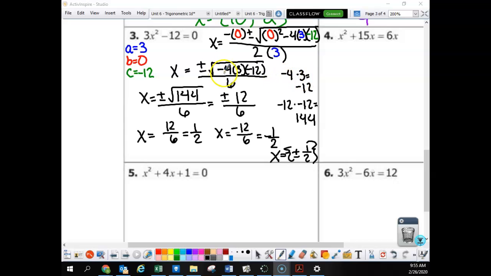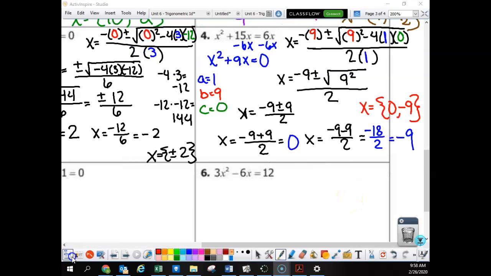Then over here off to the side, I multiplied negative 4 times 3, which was negative 12, and then negative 12 times the other negative 12, which is positive 144. So I replaced all of that square root with 144, and then the square root of 144 is 12, so x is equal to plus or minus 12 over 6, and you split it up into your two cases. X equals positive 12 over 6, which is the same thing as 1/2. I lied, it's not 1/2, it's 2. 12 over 6 is 2, and negative 12 over 6 is negative 2, so it's plus or minus 2.